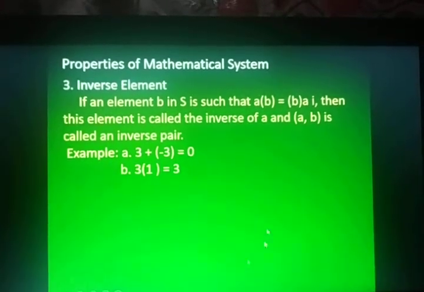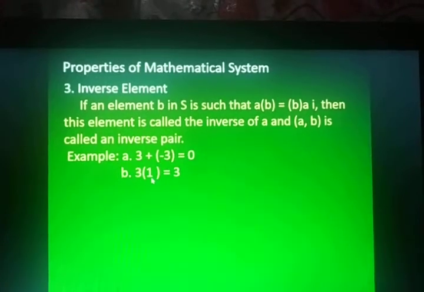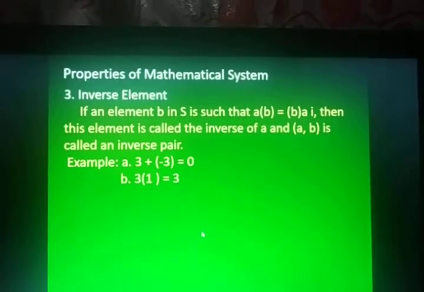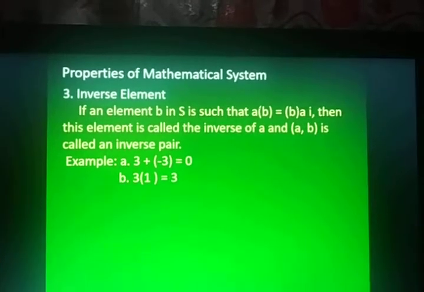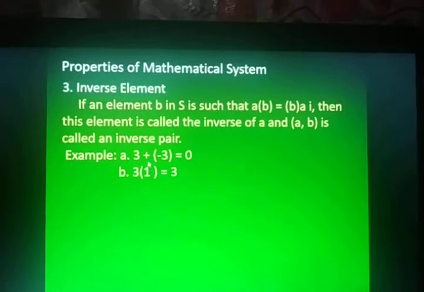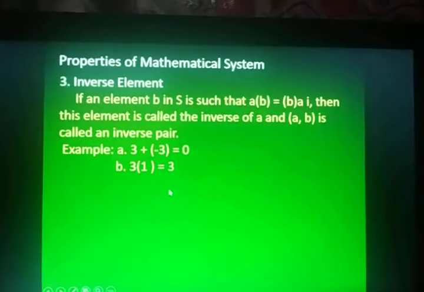Even if we write 1 first, then multiply to any number, the answer is still that number. 1 times 5 equals 5. 1 times negative 10, the answer is negative 10. Any number multiplied to 1 is still the same answer.